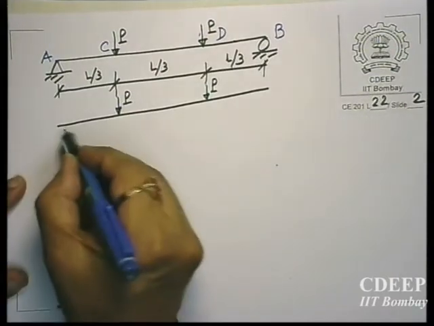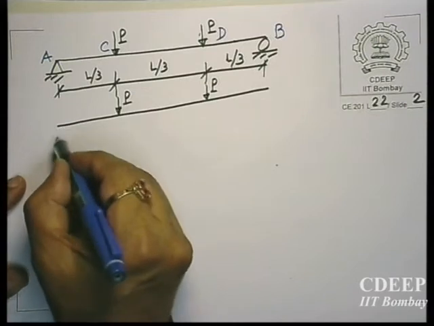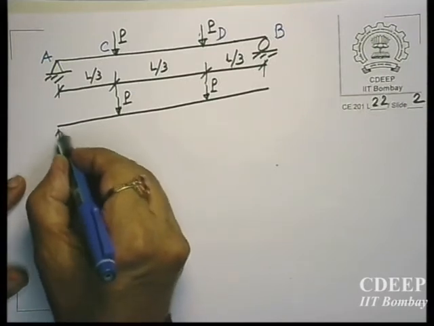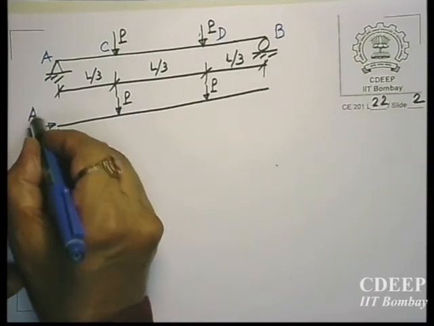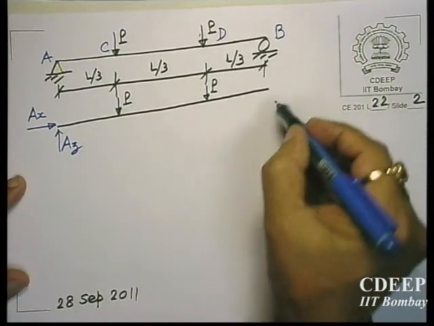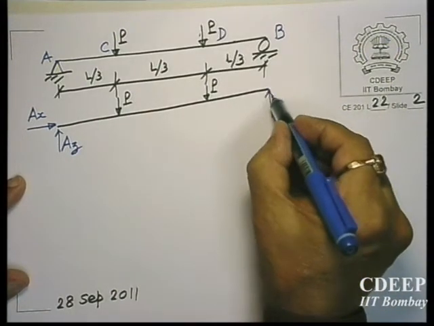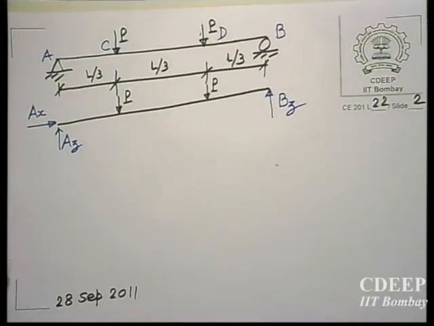So this is at A, and this is a hinge. So you have AX in X direction, AZ in Z direction. Here you have BZ. So these are the reactions. So this is in equilibrium under the action of 2 external forces and 3 reactions.